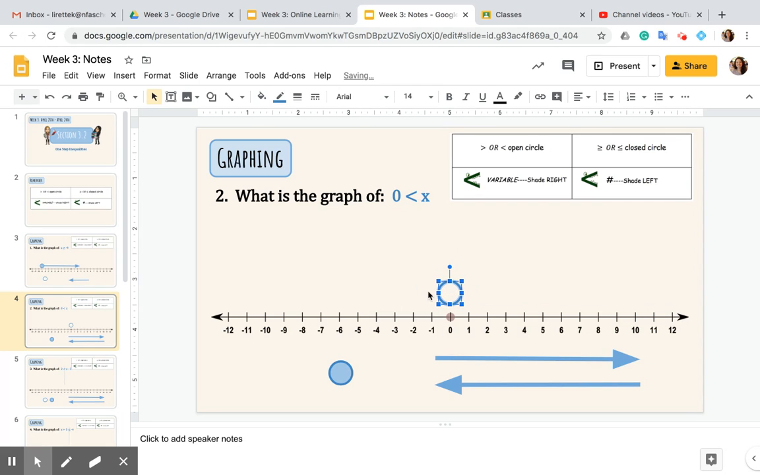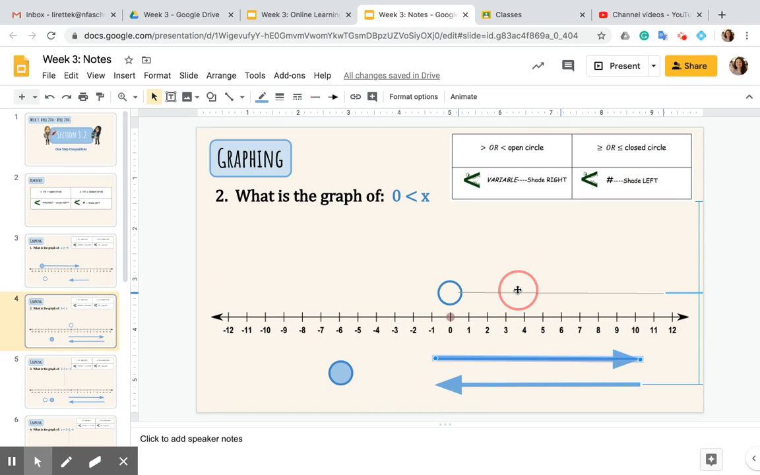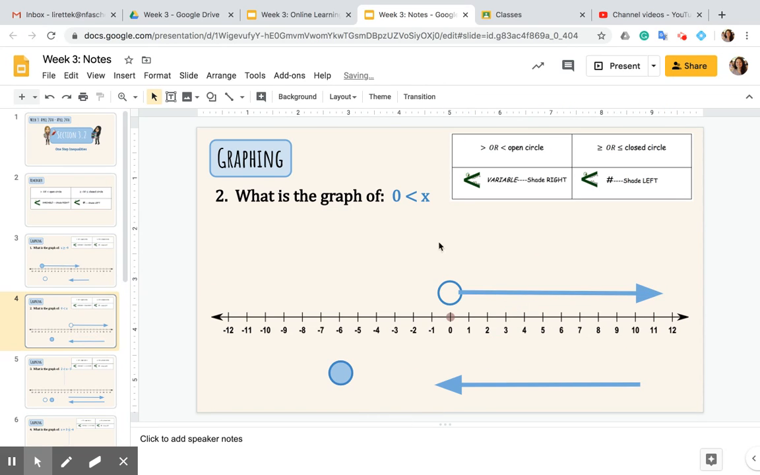Now I need to figure out which way to shade, to the left or the right. Well, if I look at this symbol like it's a little mouth, it's eating the variable again. So again, I go to the right. If it was eating the number, I'd have to go left. Here's my final answer for my graph.